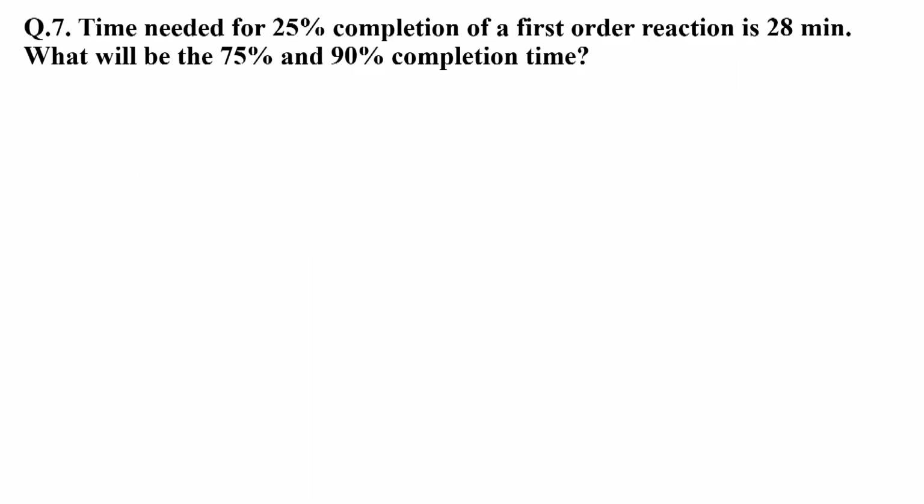We should move to problem number 7. Okay, it says time needed for 25% completion of a first order reaction is 28 minutes. What will be the 75% and 90% completion time? Again, this is a very simple problem. So we know k for the first order reaction, k is 1 by T ln concentration of A naught by concentration of A, right.